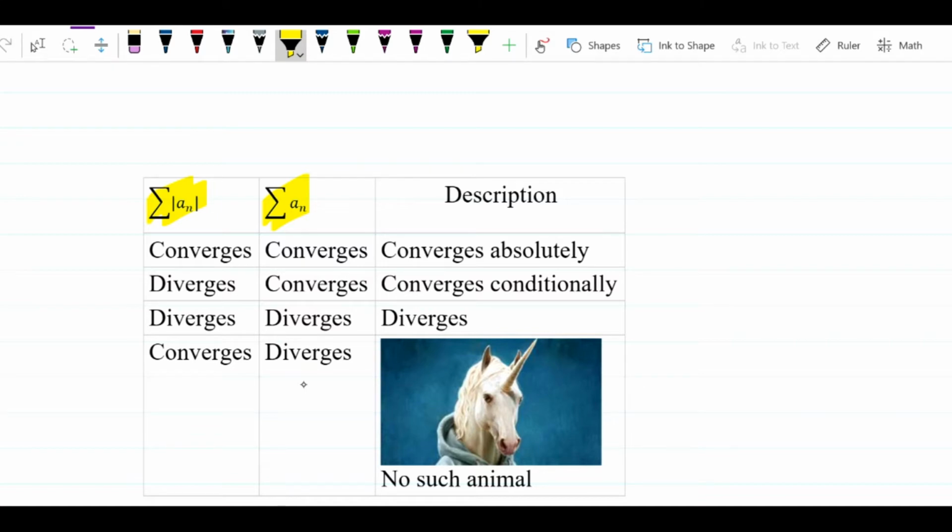A previous class of mine observed, by the way, that this unicorn appears to be wearing a sweatshirt. I'm not sure why that is. When I first saw this picture, I thought that was just some sort of horse collar that had been adapted for unicorn use. But looking at it more closely, it does in fact appear the unicorn is wearing a sweatshirt. That has no significance to the notion of conditional convergence, just an observation.